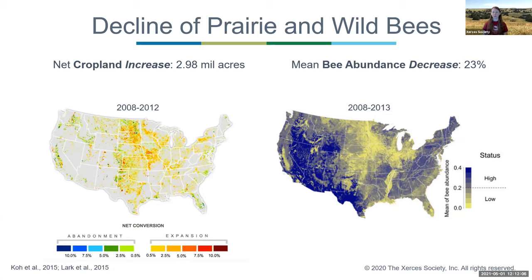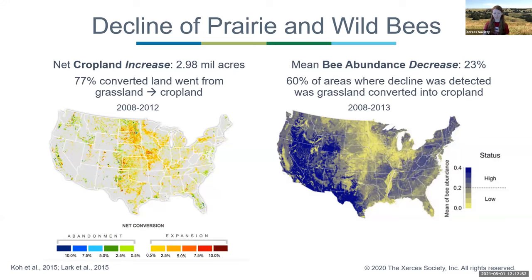And so what we have here, these are two different maps. The one on the left is the net cropland increase between 2008 and 2012. So where you're seeing spots of yellow and red on the map is where land is being converted into cropland. And then on the right, the blue and yellow map is from a different study that was looking at bee abundance. Areas of yellow are where you're seeing bee decline. If we look at the two maps side by side, areas where we're seeing an increase in cropland is also where we're seeing a decrease in bee abundance.